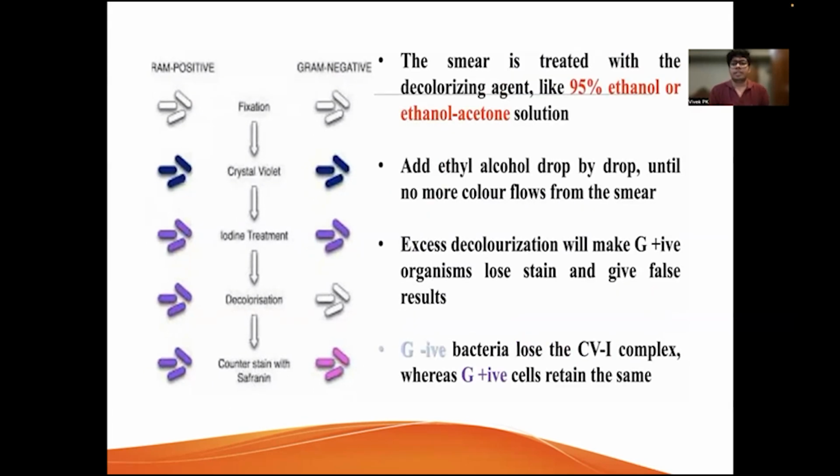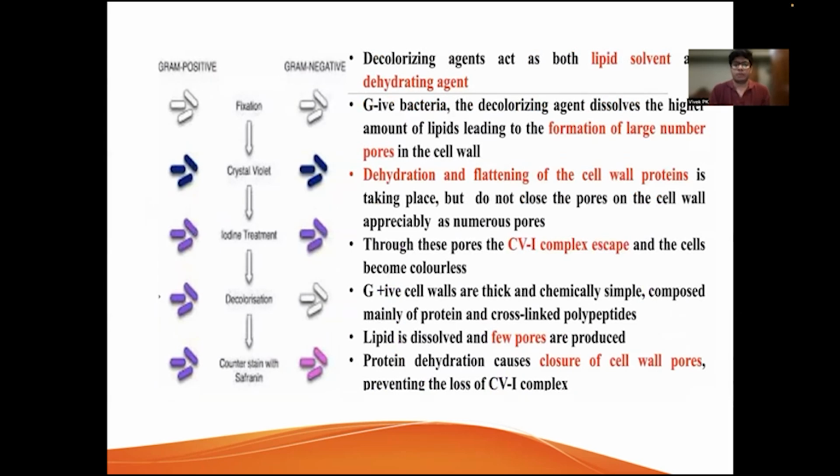After this, we treat the smear with a decolorizing agent. For the decolorization, we are using 95% ethanol or ethanol acetone solution. We add ethyl alcohol drop by drop until no more color flows from the smear. Excess decolorization will make gram-positive organisms lose stain and give a false result. At this stage, the gram-positive cells retain the same violet color, while gram-negative bacteria lose the CVI complex, that is, the crystal violet complex.